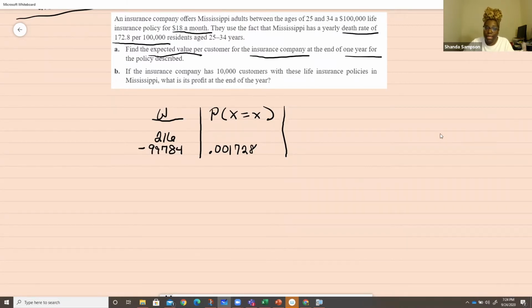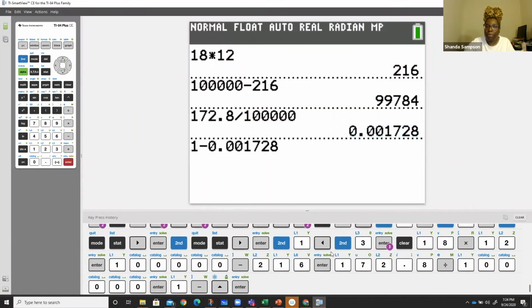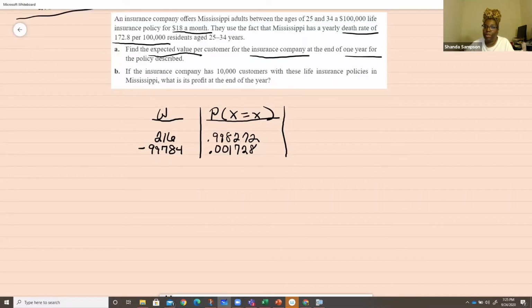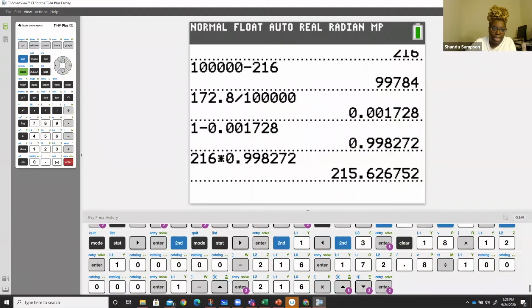Well, if somebody lives, then they get the difference. So the difference is 1 minus this stuff up here, 0.998272. Now I can either put it in my calculator or I can do it by hand. I'm probably going to do both of them. So it's going to be that W times that P, the probability of that particular value. So I would take the 216 and multiply it by that 0.998. Again, this is if I'm doing it by hand. And then I have that negative 99784. Make sure you put the negative down here. 99784. That's how much they lose times.